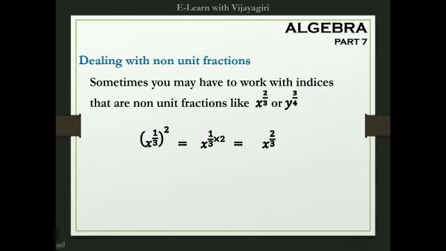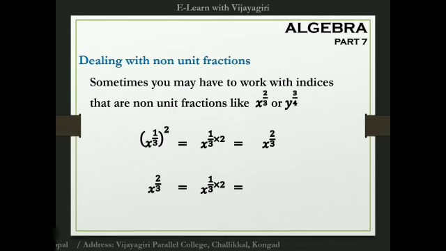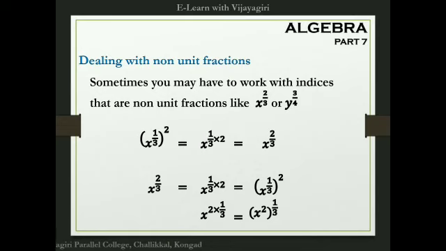And let's do it the opposite way. x to the power 2 by 3. 2 by 3 we can write as 1 into 2 by 3, and it can be written as 1 by 3 into 2. So x to the power 2 by 3 can be written as x to the power 1 by 3 into 2, and that is x to the power 1 by 3 whole square. And in another way we can write it as x to the power 2 into 1 by 3, which is equal to x to the power 2 whole to the power 1 by 3. So x to the power 2 by 3 we can write as either x to the power 1 by 3 whole to the power 2 or x to the power 2 whole to the power 1 by 3.